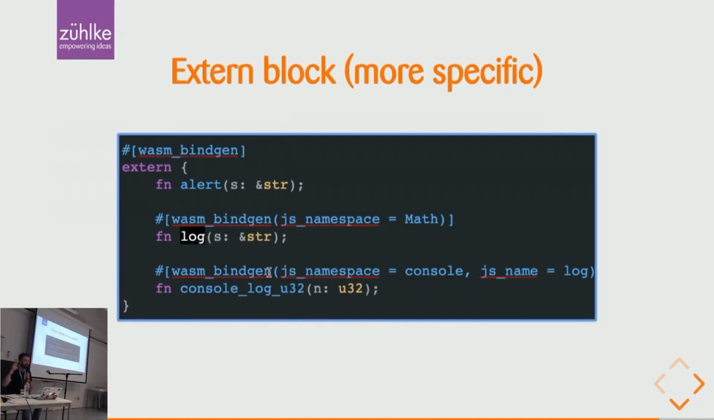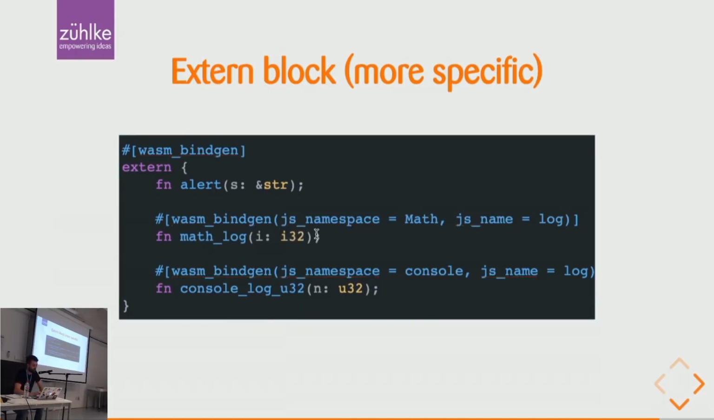Well, the naming is not very nice, right? Because it looks like it's a log statement, but this is math.logarithm. So we would probably go ahead and say, okay, the JS name is log, math.log, and here we would say math_log, and the integer would be a 32-bit integer probably. So this is how we would inject the math function, right? So math.log would now be available for us at math_log in Rust.